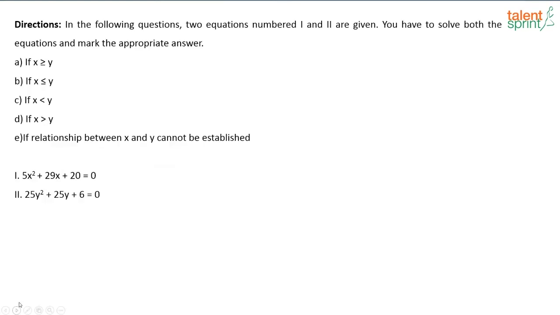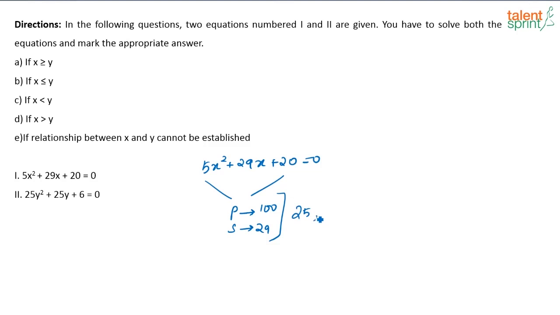Yeah. Next one. The next question is on equations. 5x squared plus 29x plus 20 is equal to 0. So you have the product of two numbers is 100 and the sum of the two numbers is 29. What are the two numbers? 25 and 4, correct? 25 4s are 100, 25 plus 4 is 29. And what are the roots? 25 by 5 and 4 by 5. Since the signs before bx and before c are both positive, both the roots are going to be negative. So the roots for the first equation are minus 25 by 5 and minus 4 by 5.